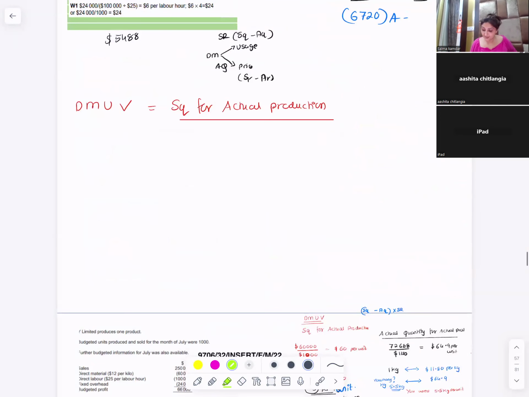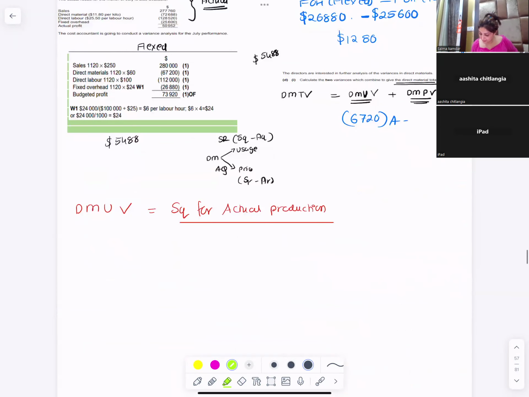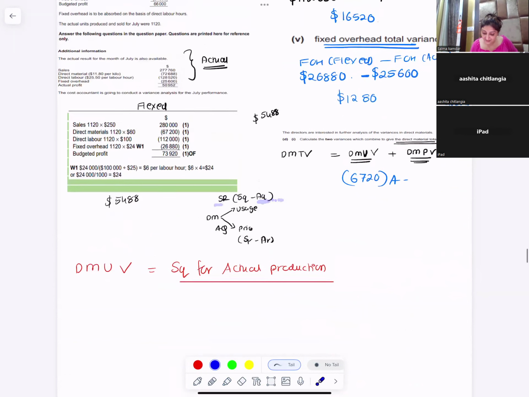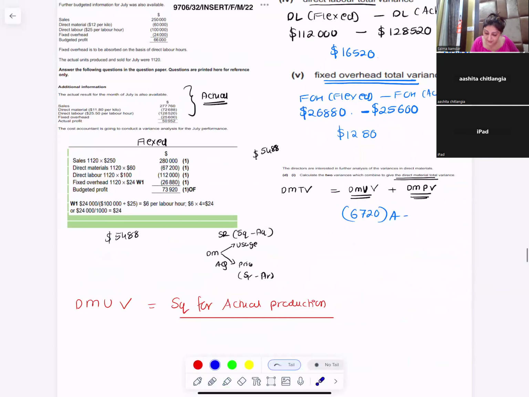So your direct material total variance is made up of direct material usage variance and direct material price variance. Usage variance is standard quantity for actual production, you will take the kgs into consideration, minus actual quantity for actual production, also in kgs, and multiply by the standard rate. The standard rate per kg was $12. And we found the material usage variance.